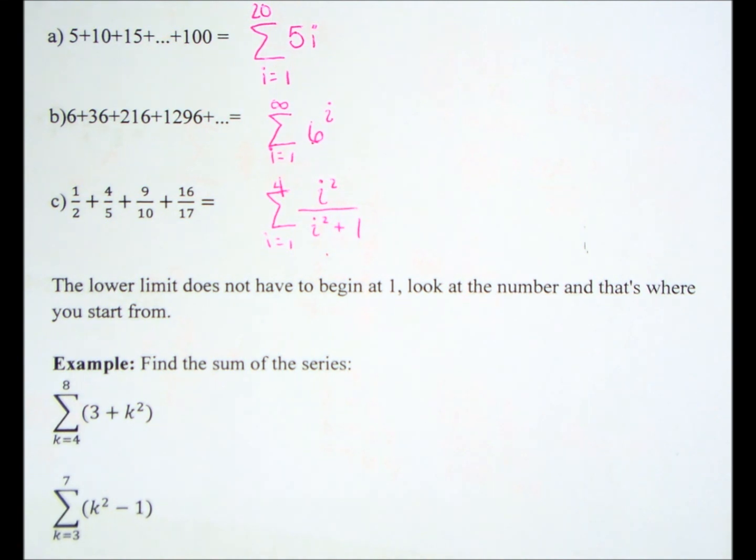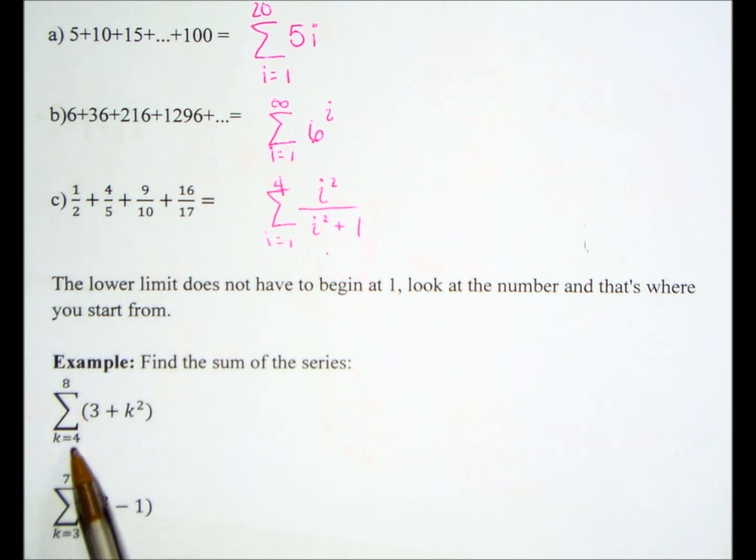Alright, so one thing that we want to note is that the lower limit does not have to begin with 1. So we want to make sure that we look at where the lower limit is starting, and that's where we start from. So in these next couple examples, we're actually going to find the sum of the series. If I look at this first example here, notice I'm starting when k is 4, and I'm going to the 8th term. So I'm starting at the 4th term, and I'm going to the 8th term.